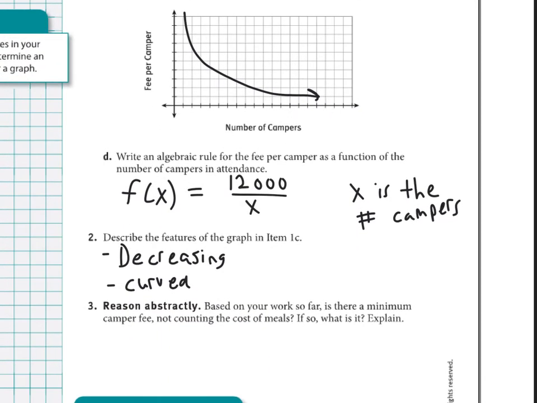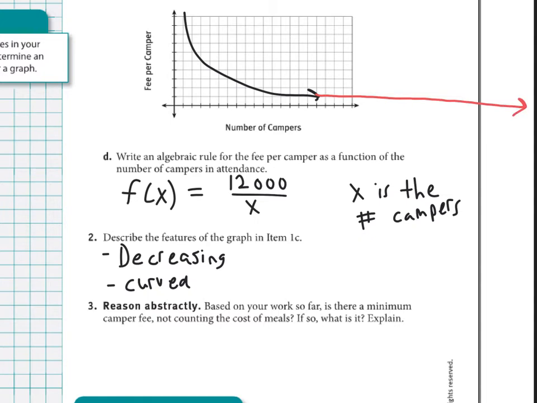Okay, so based on our work so far, is there a minimum camper fee? Would this basically get down to zero? And the answer is really no. As you have more and more campers, the fee per camper just keeps getting smaller and smaller. I guess it could eventually get down to 1 cent or whatever, and our currency doesn't have anything smaller than that. But technically the graph just keeps decreasing, and it would end up getting super close to zero as we go farther out.